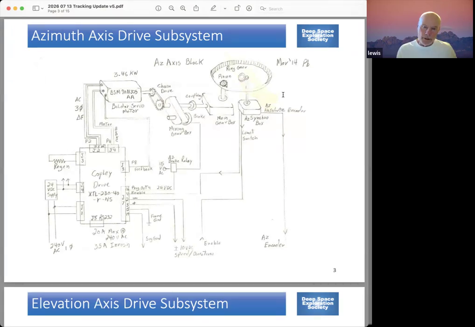So the first slide is a drawing of the azimuth subsystem, and I'm not sure who's the author of this slide. It came from somewhere in past history. I think some of the people that originally set up the system put it together, but I find it a real useful overview.